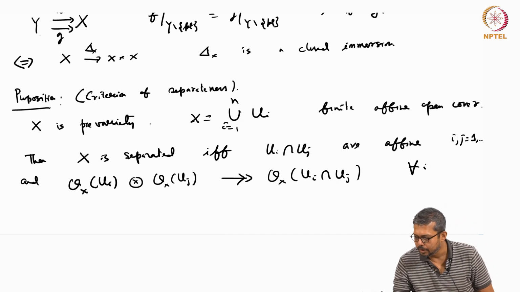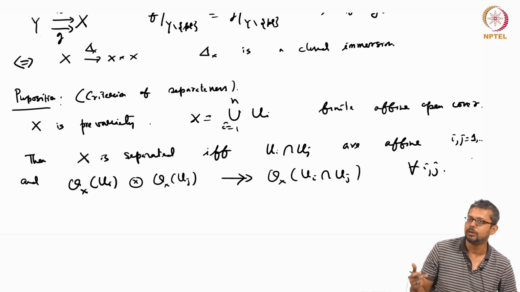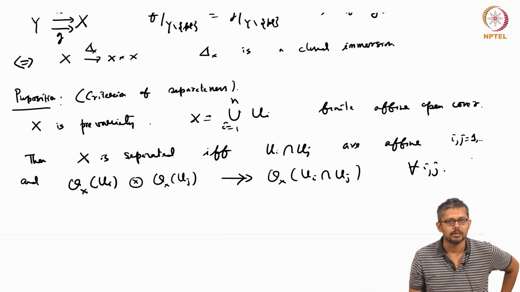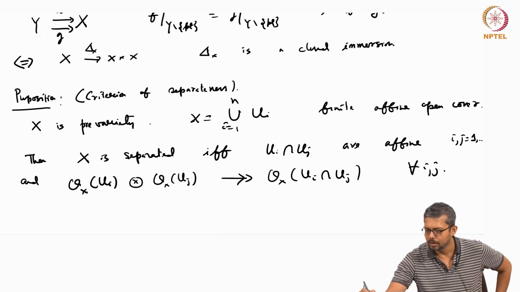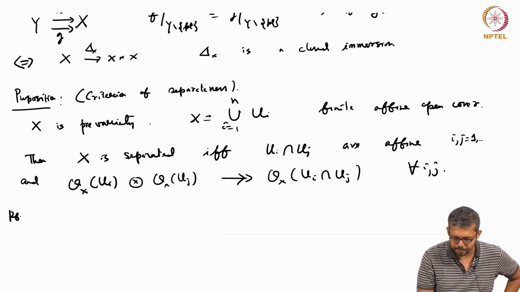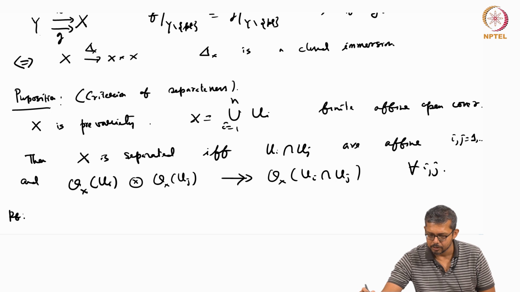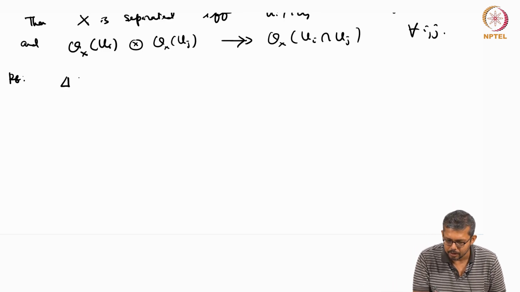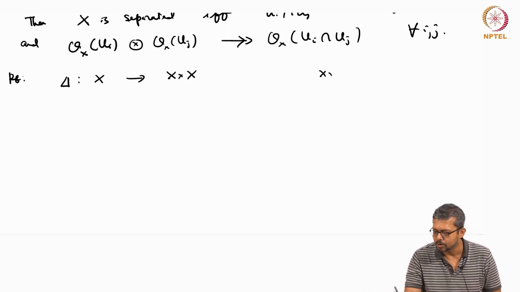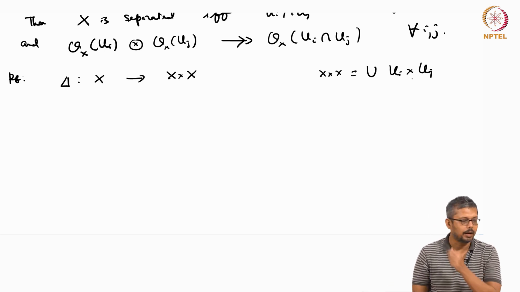For all, right? Now, in general, it has to be for every affine cover, but again, if you do it for one affine cover, then you can reduce it to that case. So this is the condition. The proof is quite simple. Just what I said now, consider the diagonal map delta from X to X cross X. Now X cross X is covered by the union of Ui cross Uj, right?